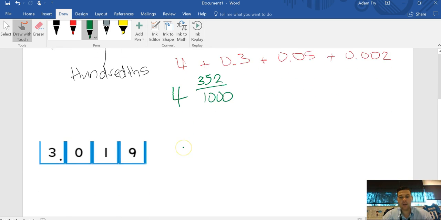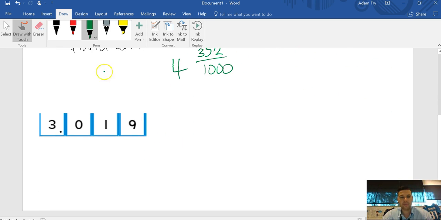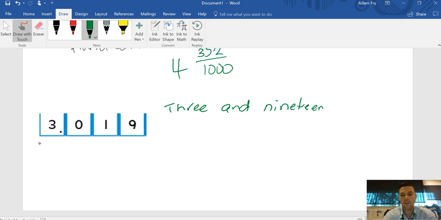Now, let's have a go at another one, down here. So we've got 3.019. What does that look like in words? Well, that equals 3 wholes, 3 and 19 thousandths. So that's 3 and 19 thousandths.